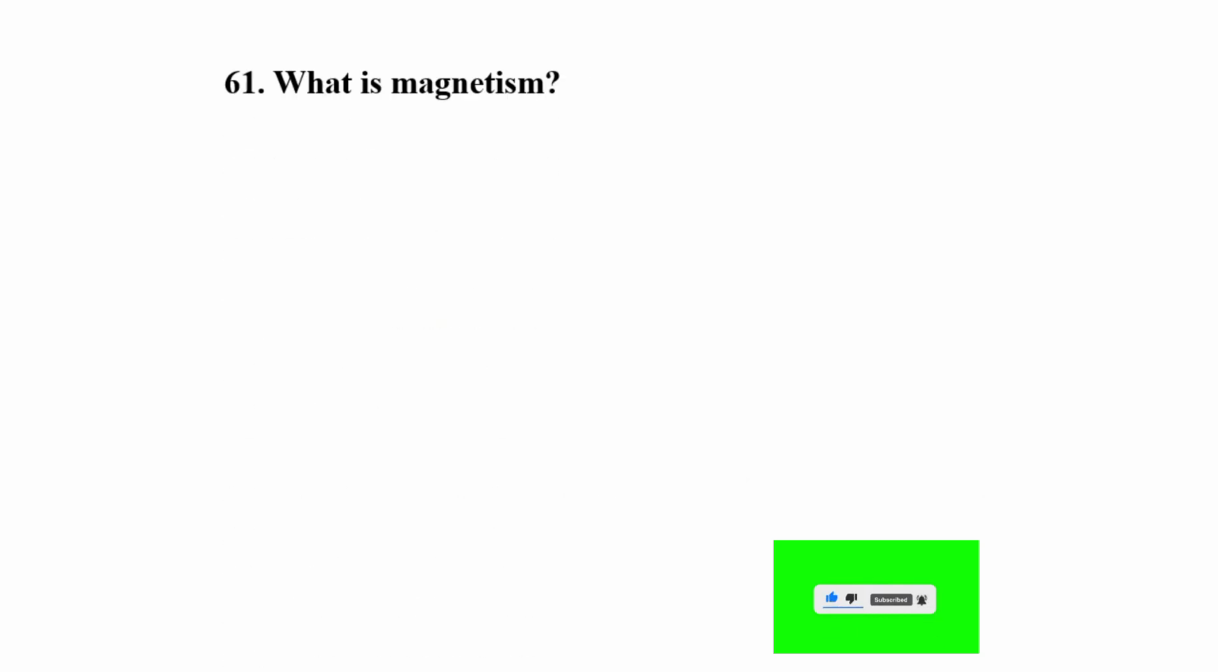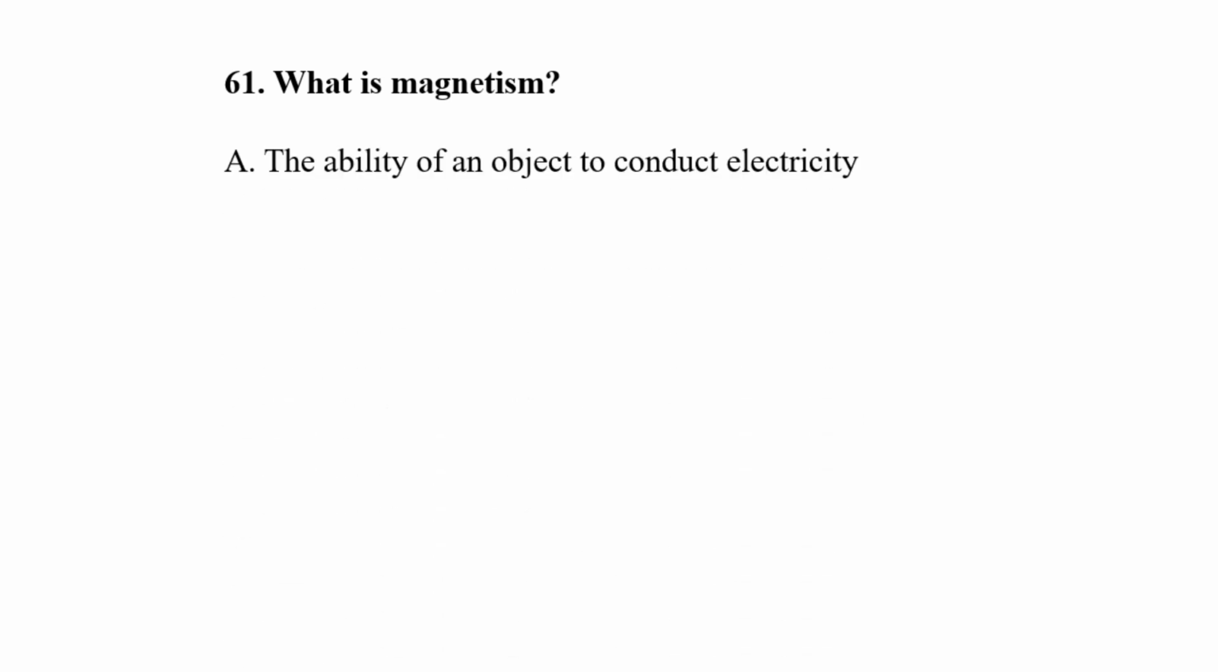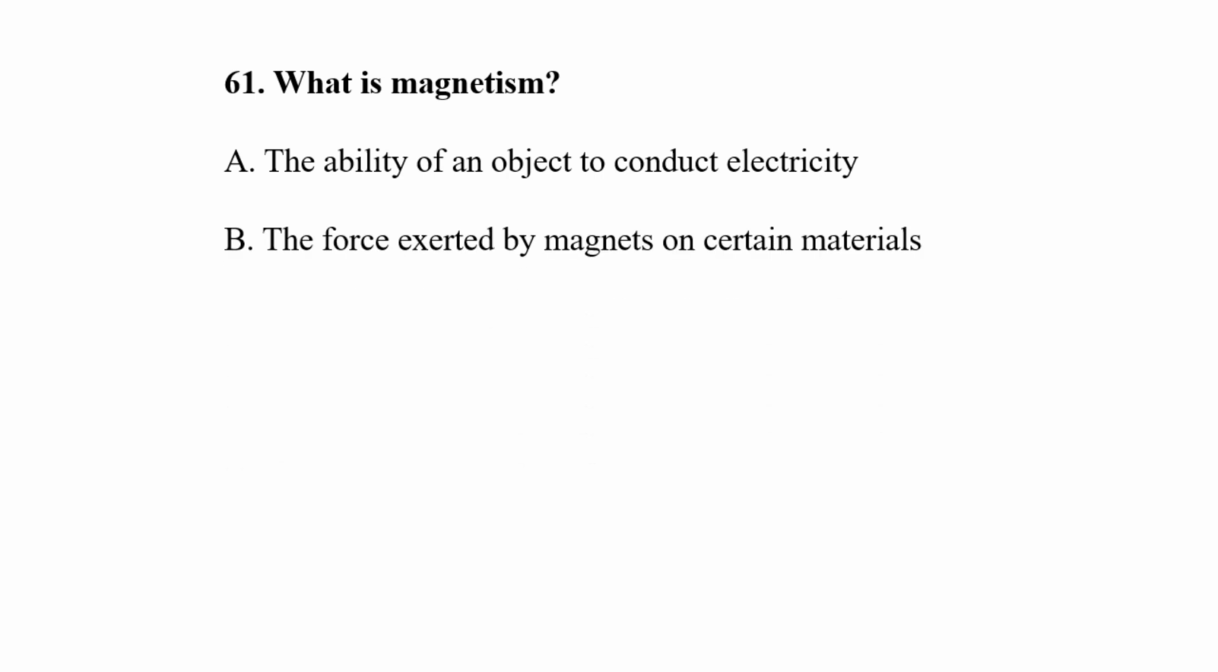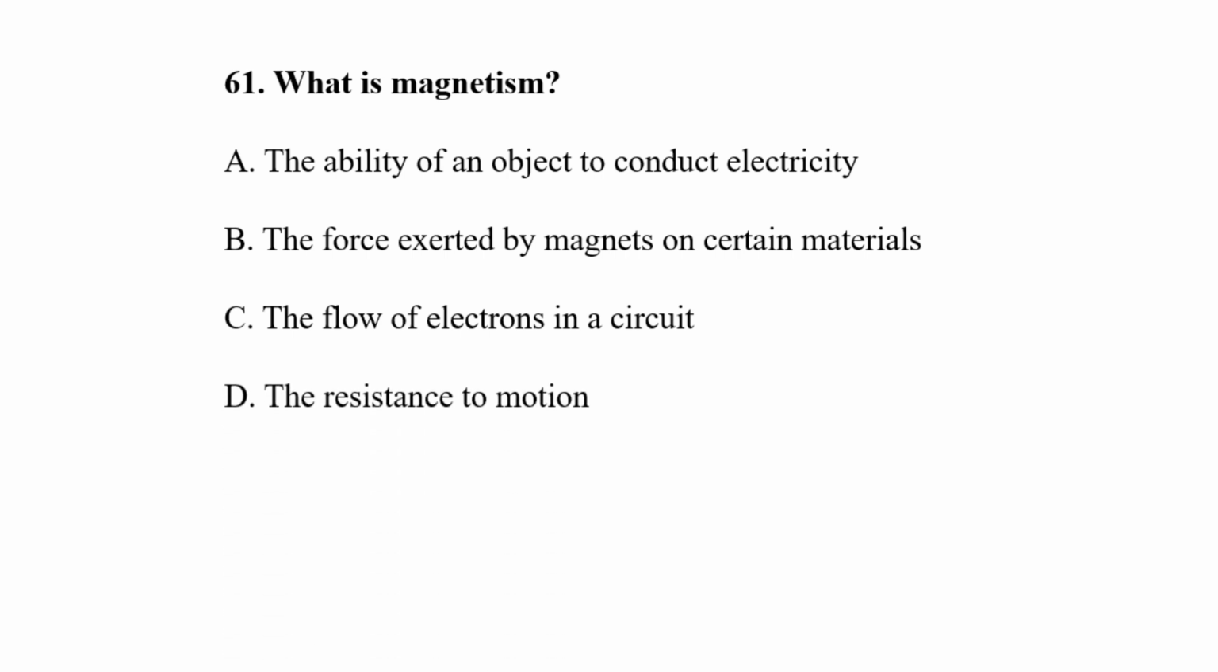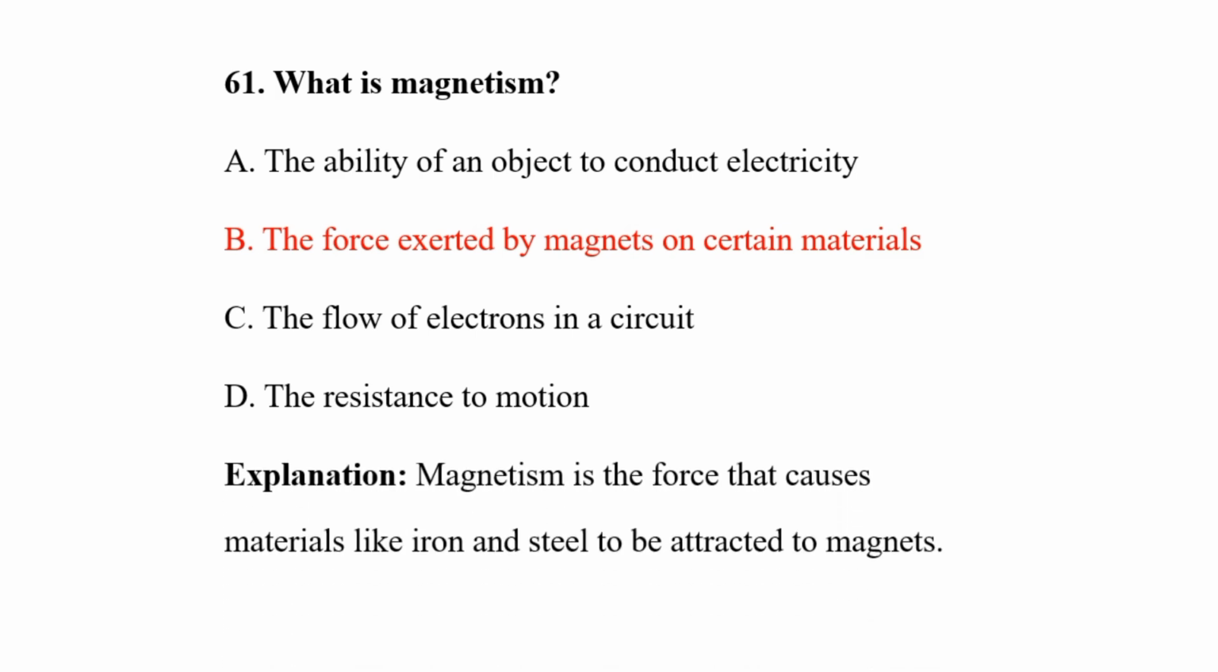Question number 61. What is magnetism? A, the ability of an object to conduct electricity. B, the force exerted by magnets on certain materials. C, the flow of electrons in a circuit. D, the resistance to motion. The answer is the force exerted by magnets on certain materials. Magnetism is the force that causes materials like iron and steel to be attracted to magnets.